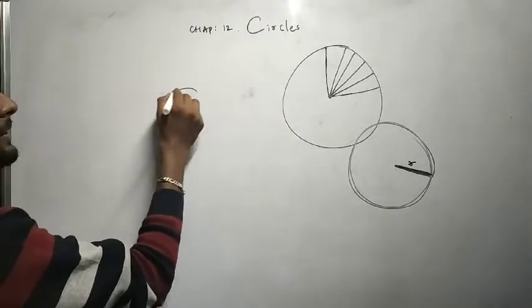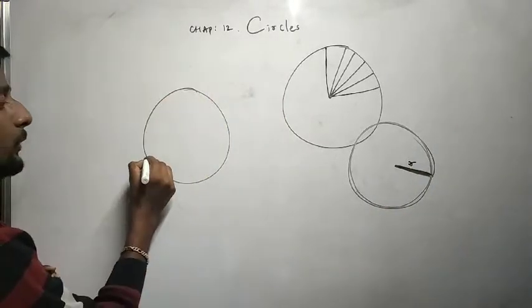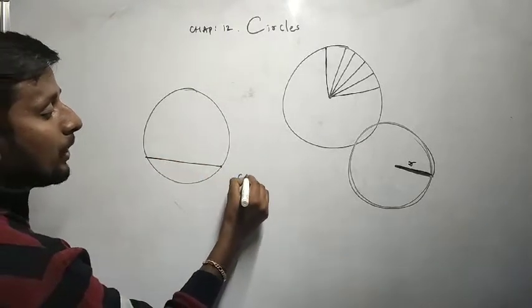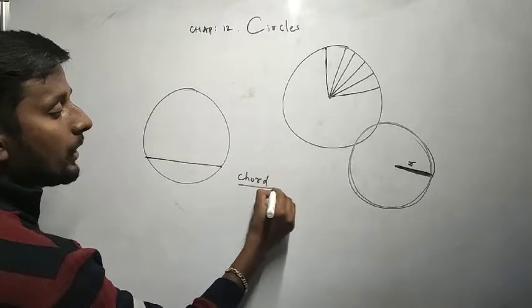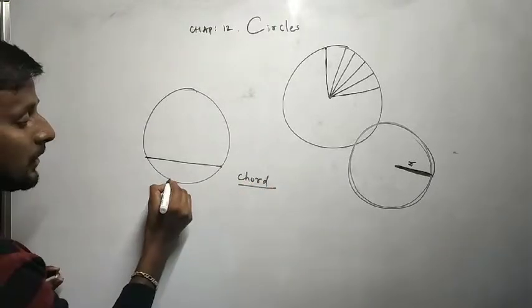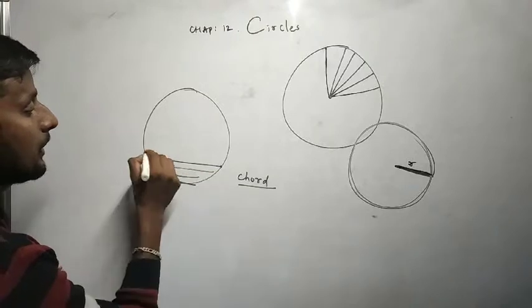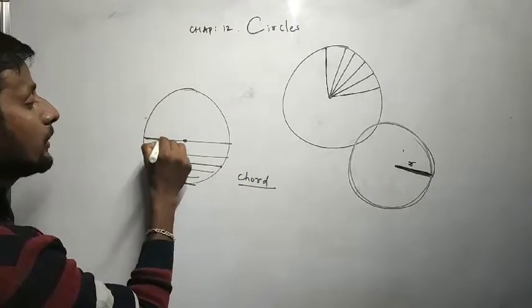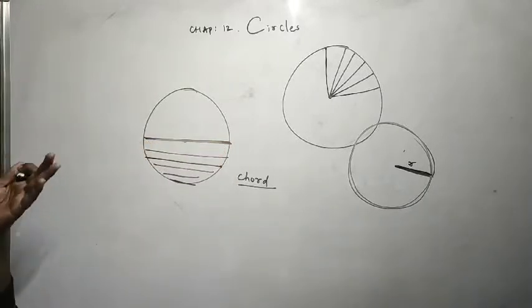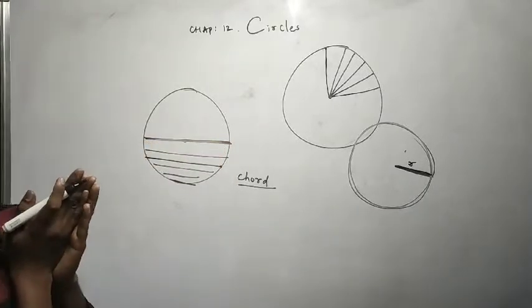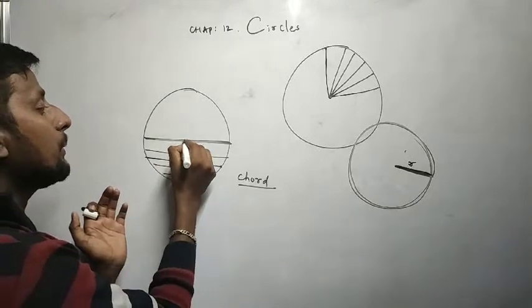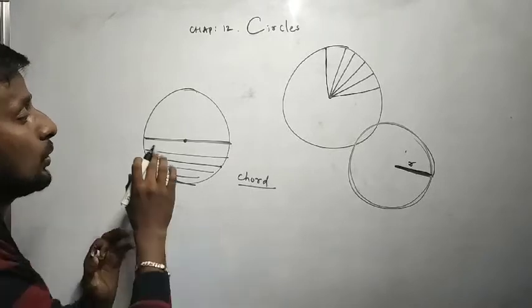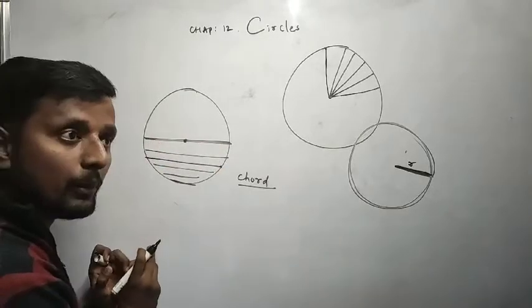In a circle, if you take any two points on the circle and join them, the line segment is called a chord of the circle. In a circle we can draw many chords, correct? But the longest chord passes through exactly the middle of the circle. It passes through our fixed point, that is the center. So the longest chord of a circle is called the diameter.